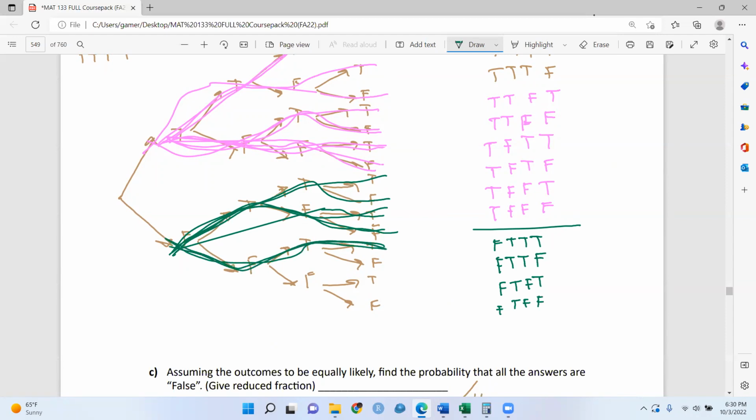FFTT. This one has 3 F's, FFTF. Okay, FFFT. And finally, the last one, FFFFF.